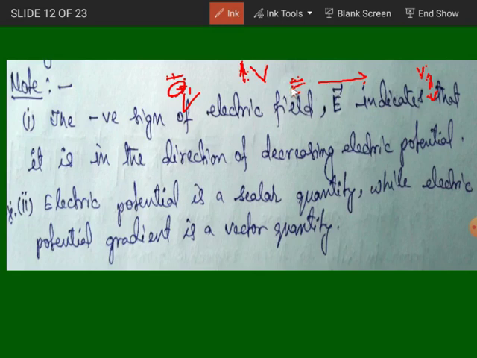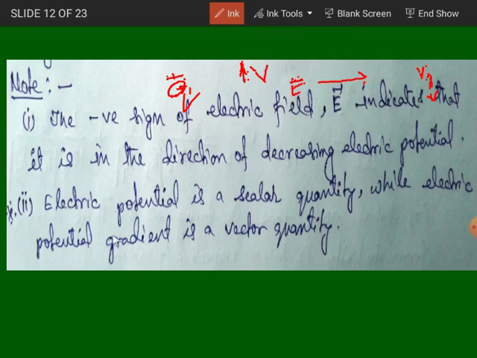So your electric field E is in the direction of decreasing electric potential. Electric potential decreases when you go further and further, right? So your electric field E is in the direction of decreasing electric potential. That negative sign represents that the direction of electric field E will be in the direction of decreasing electric potential. That is note number 1.